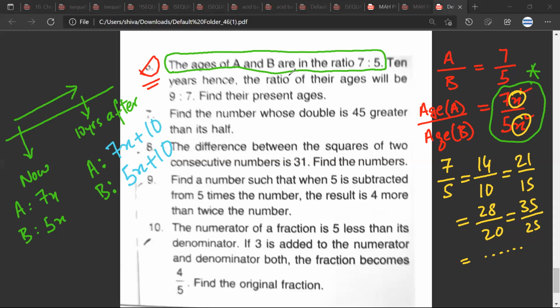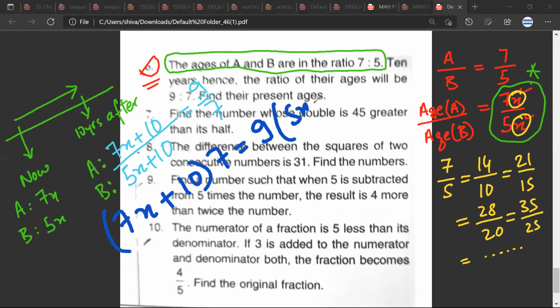And then you find the ratio. 10 years hence, the ratio is 9:7. Basically, what they are trying to tell you is that (7x plus 10) upon (5x plus 10) is 9 upon 7. Mr. Sarthak, any issue till here? No, sir. And finally, once you have this, you can solve for the value of x. Any doubt? No, sir. So in all these ratio questions, this is the standard operating procedure.